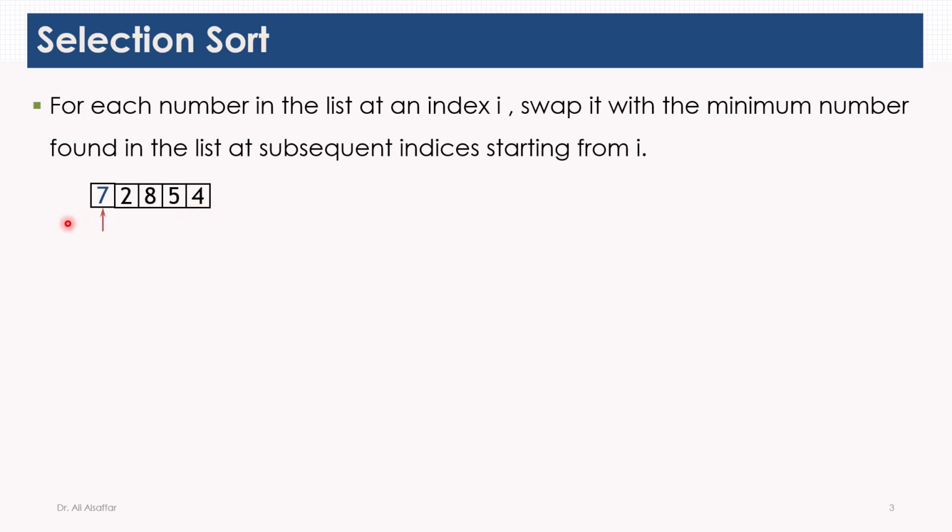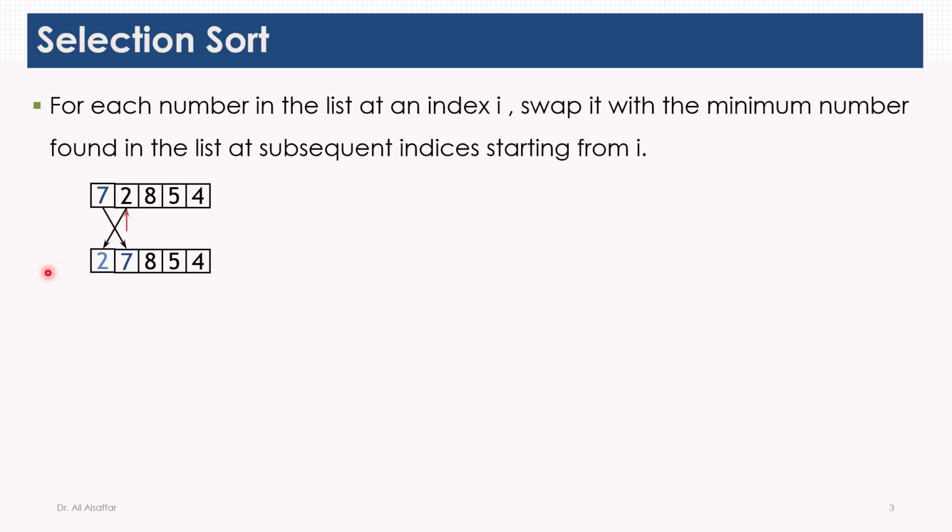So which number is the minimum? The minimum is 2. Therefore, we swap it with 7. So 2 is the minimum and will be placed at index 0. Let us see how it works. First, we check 2, and then we check 8, and then 5, and then 4. Now, which one is the minimum? The minimum is 2, so we swap it with 7, and at the end, 2 and 7 are swapped, so 2, the first minimum, is put at index 0.